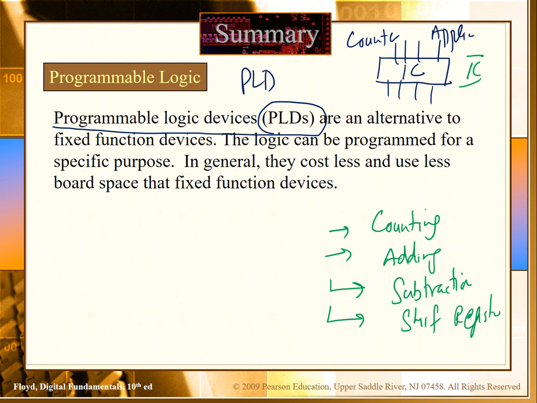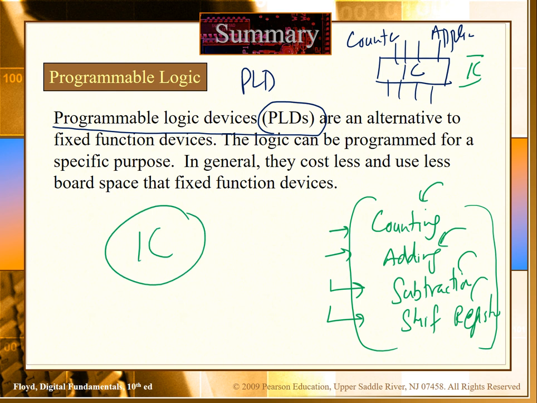So what are the advantages? Within one IC you can use different kinds of applications and operations. You can program them, so the overall cost will be lower. Otherwise you have to use a separate IC for counting, a separate IC for adding, subtraction, and shifting. So instead of using separate ICs, let's use only one IC and program it. How can we program? We use programming languages to program the ICs.